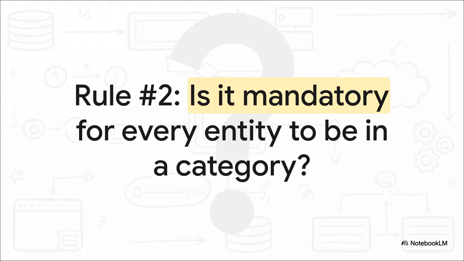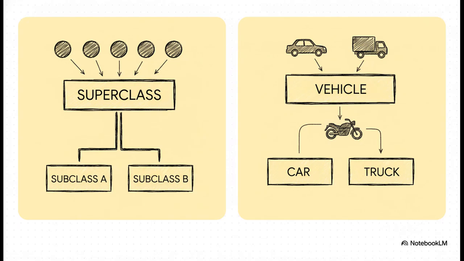Now for the second big decision you have to make, you need to decide: is it mandatory for every single thing in your main category to also belong to one of the smaller, more specific categories, or can some of them just not be categorized? And again, this gives us two options. The first is called total participation, and you'll spot this because of the double line in the diagram. This means every single entity in the superclass must belong to a subclass. No ifs, ands, or buts. Every employee must be categorized.